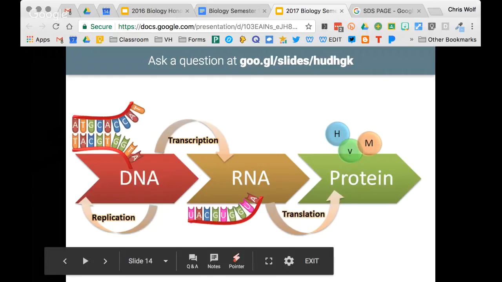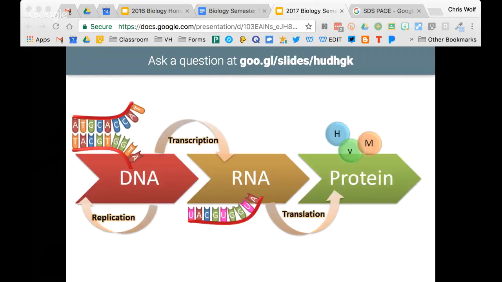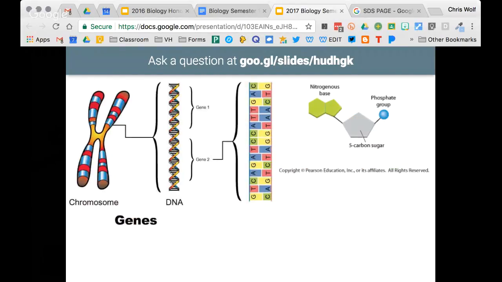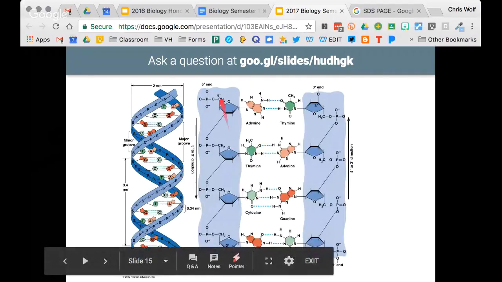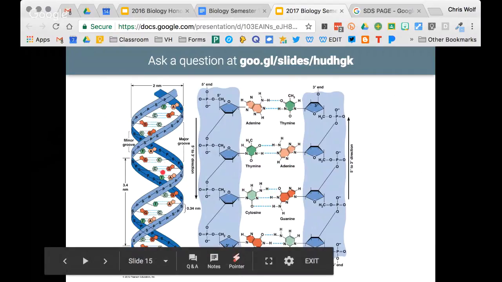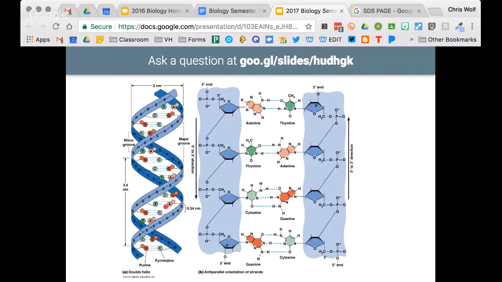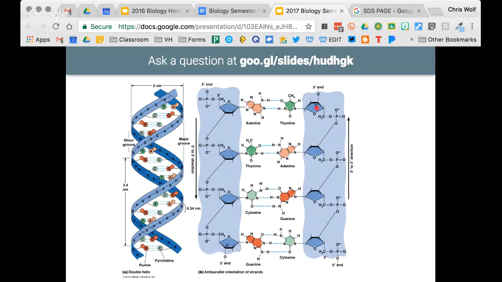So this question just popped up, so I might as well answer it now. What creates the rungs of the DNA ladder? The rungs are those nitrogen bases, the nitrogen bases found in the nucleotide, these bases right here. You're not going to memorize purines versus pyrimidines. If you look at this picture, think of this as the upright of the ladder, the upright of the other side of the ladder. This right here is a rung. This is a rung. This is a rung. You can see them pictured in this double helix molecule that spirals. And so A bonds to T, G bonds to C, and that's what holds the two sides of the DNA molecule together.